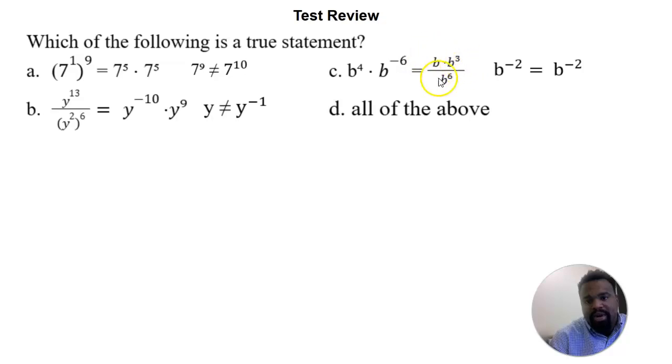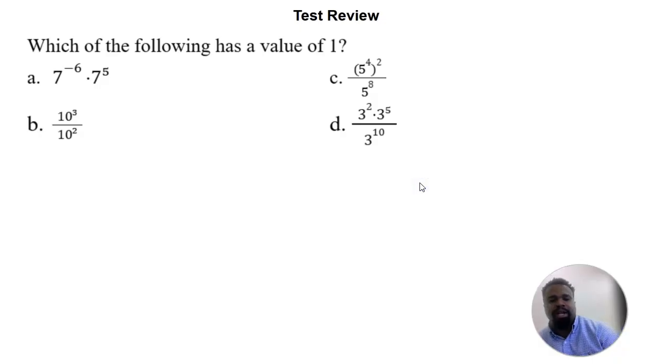All right, and then for the right side, in your numerator, you're going to add, because it's product of powers, 1 plus 3 is 4, so that's b to the 4th over b to the 6th. Then you have quotient of powers, so you're going to do 4 minus 6, which gives you -2. So b to the -2nd is the same as b to the -2nd. So C would be the answer for that.